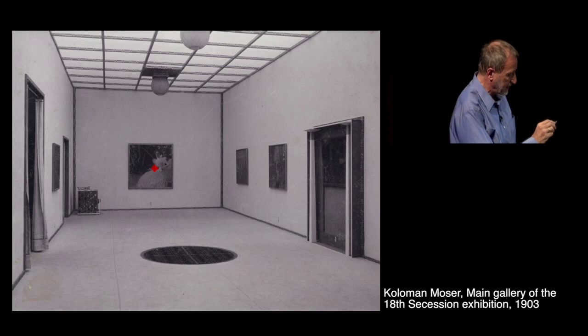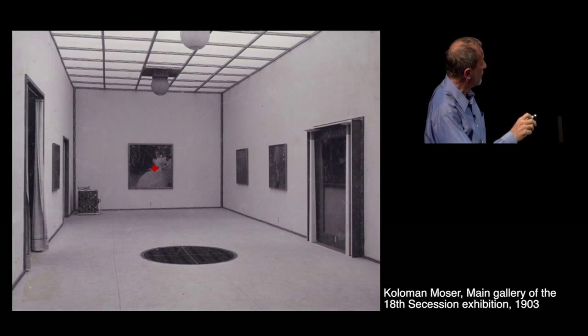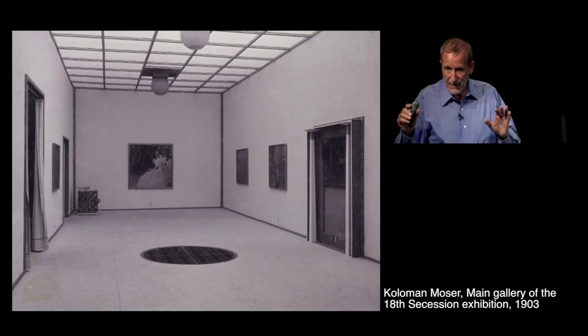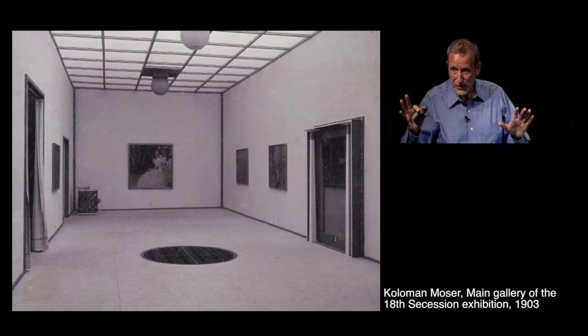And like here, this is the portrait of Mrs. Knips, an early Klimt portrait. The way he positions it, the wall becomes like the matting for the painting.